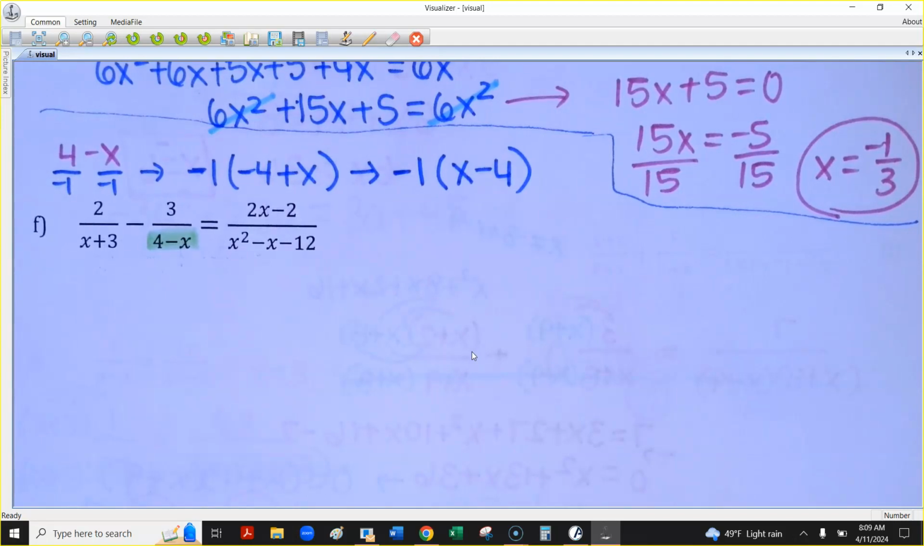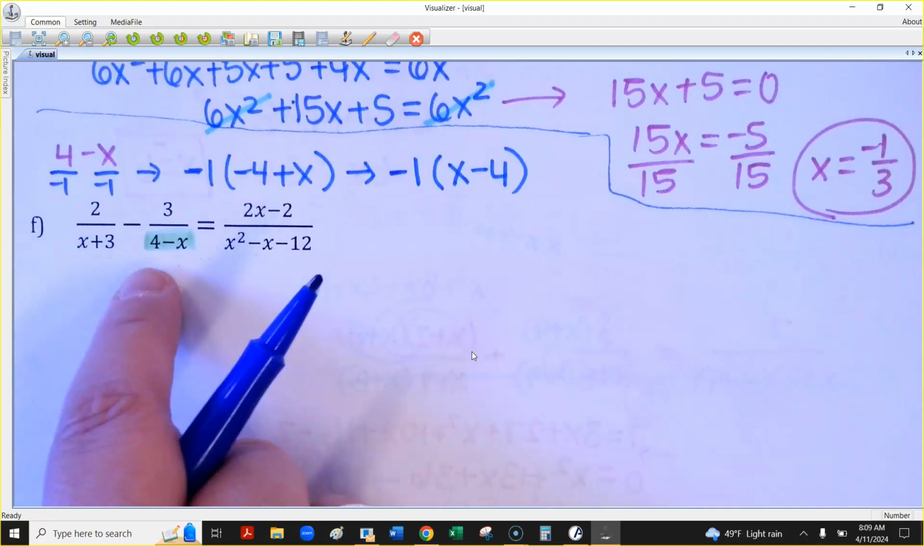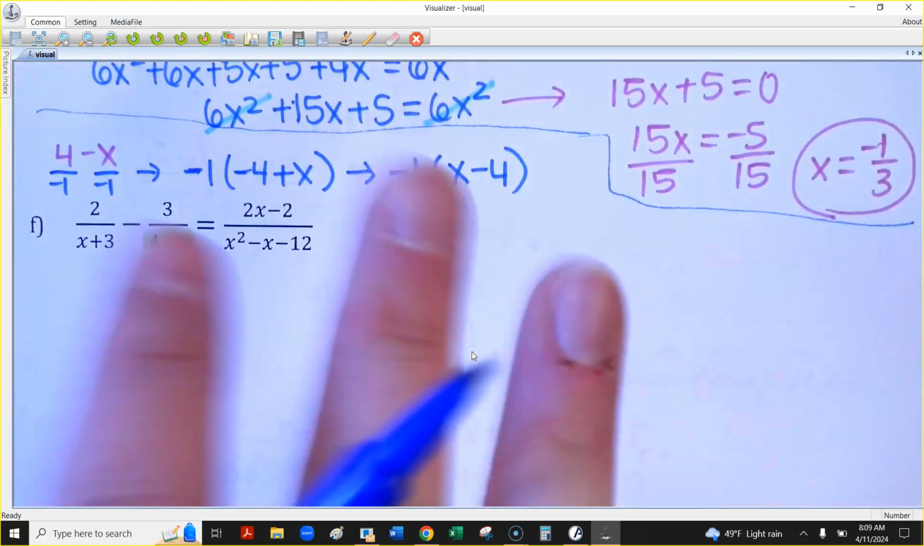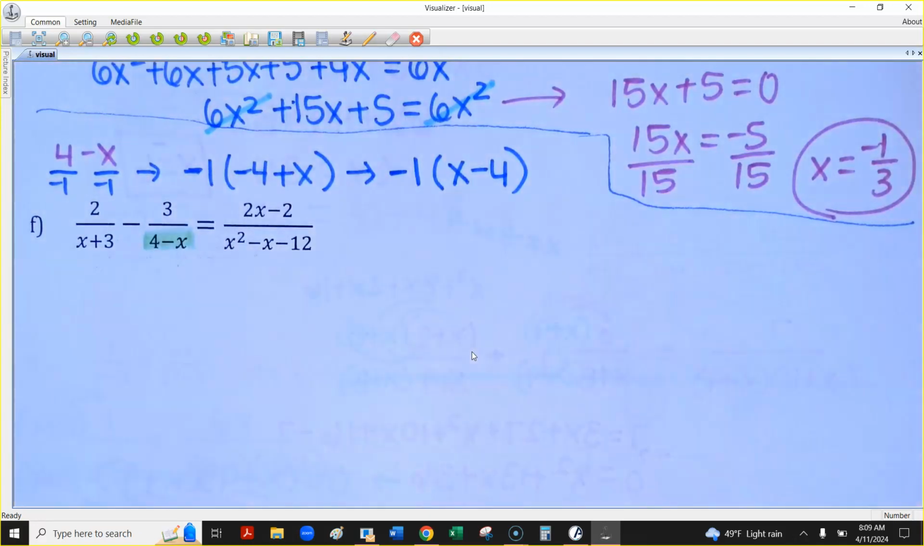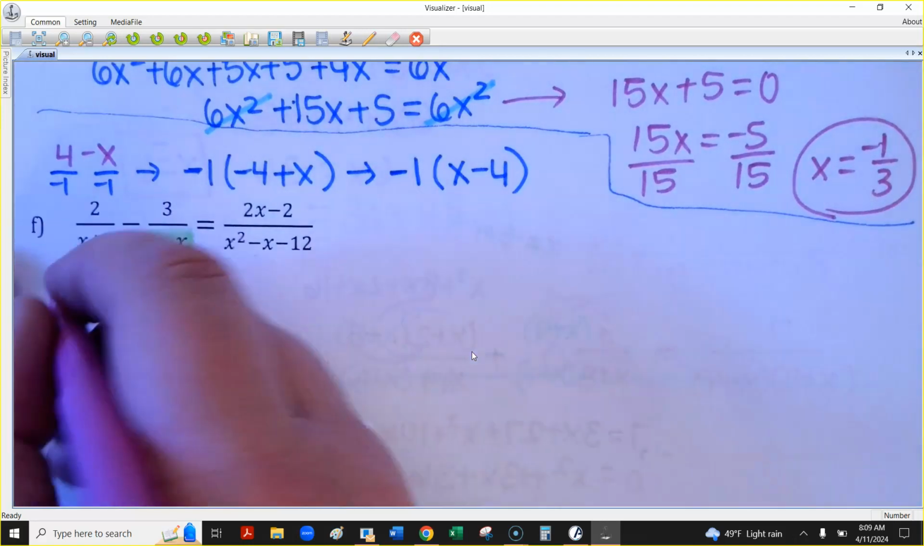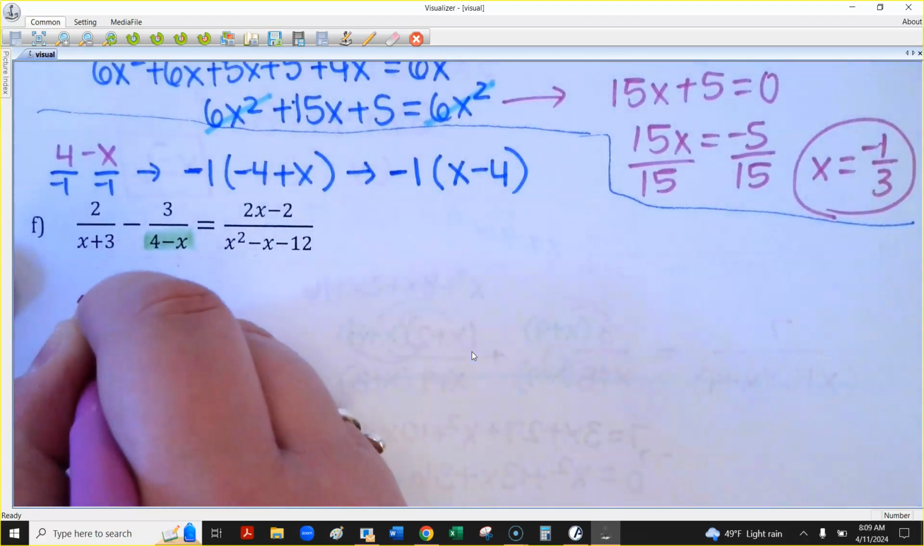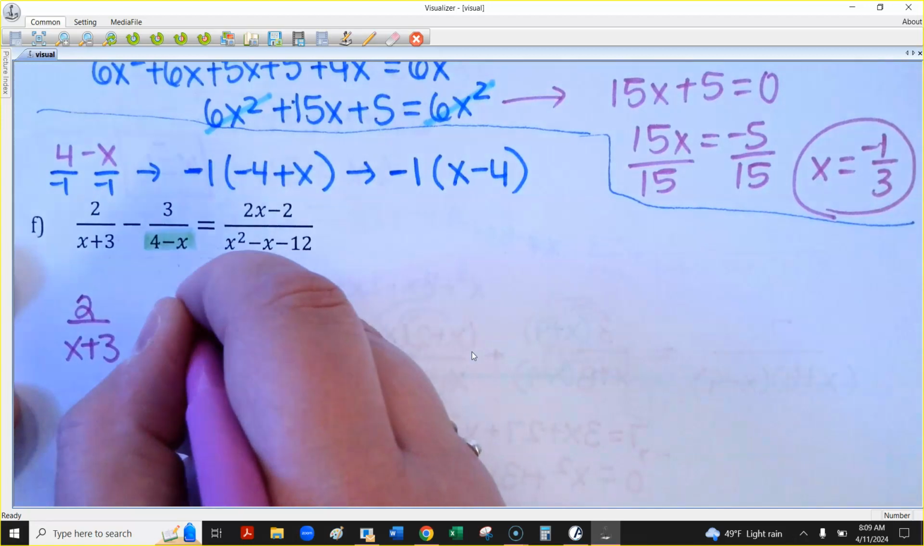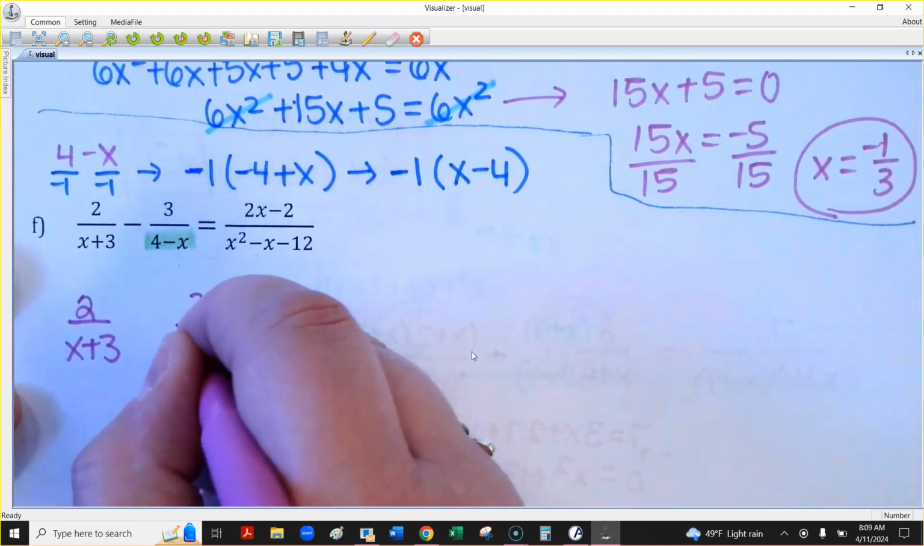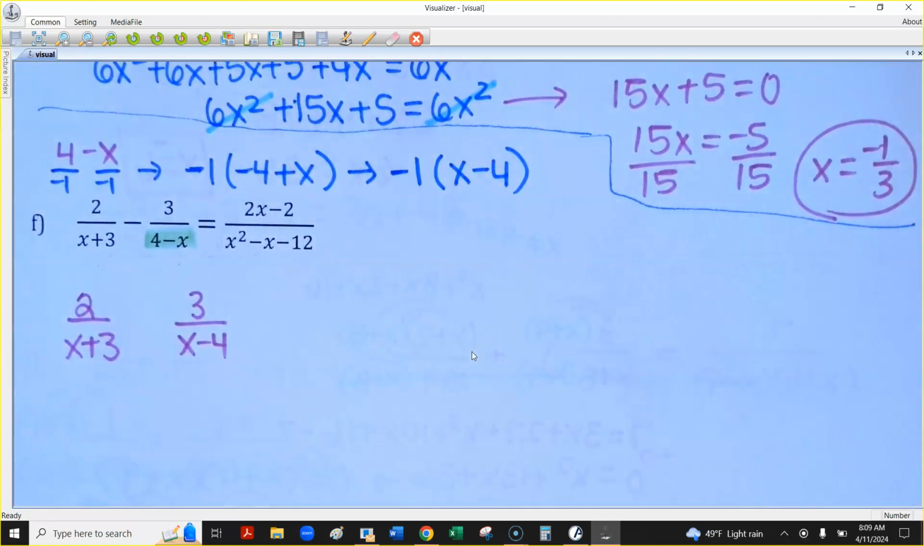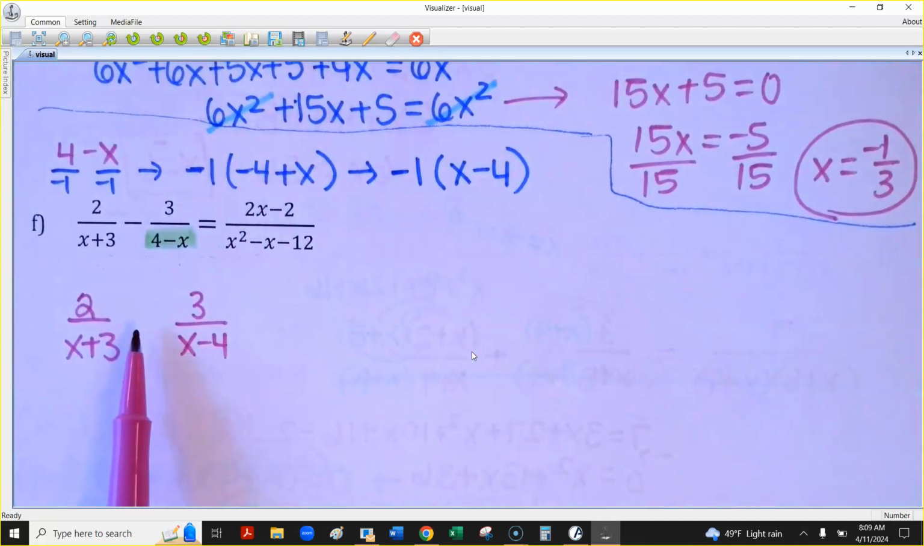Okay, does anybody know how that would change the equation? If I pulled out a negative 1 and I started to write this problem, so I wrote the 2 over x plus 3, and now I know the bottom of this is going to be x minus 4. What would you put in between here? Anybody know? If I pulled out a negative 1, what would you put in between these two fractions?